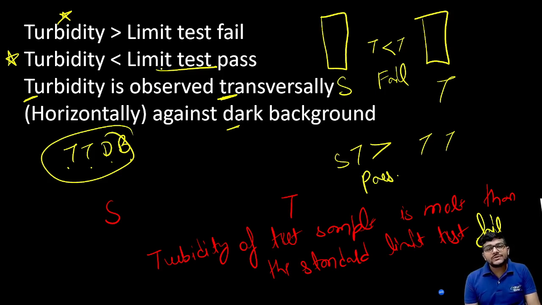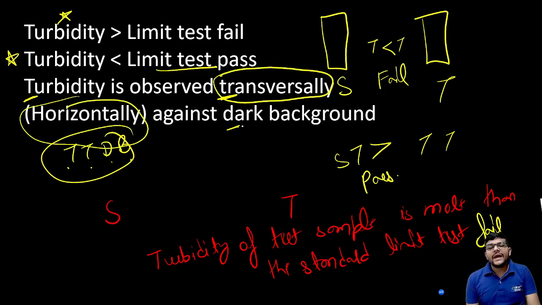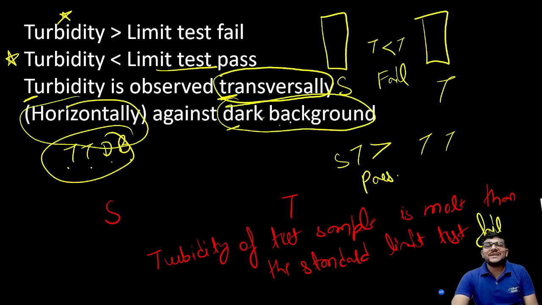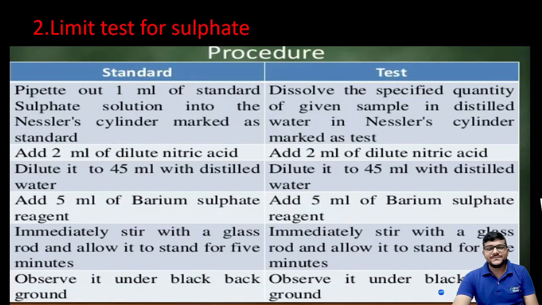So you are able to see the option vertically, you are able to see the option of colored background, but you have to tick that option where there is a line that is transversely, or we can say horizontally, and against dark background. Got it? So this is the limit test of chloride. Next we will discuss the limit test of sulphate.